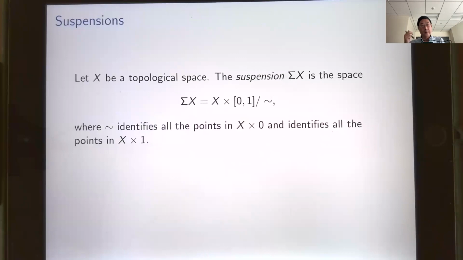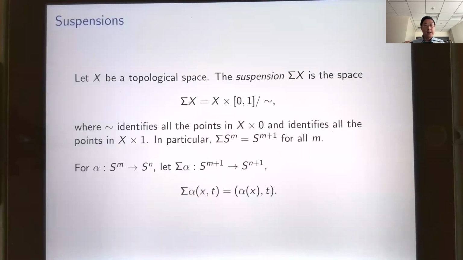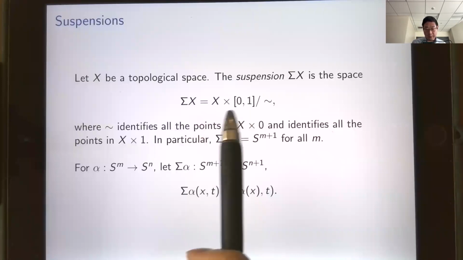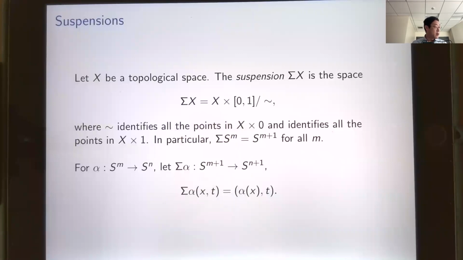If you have a topological space, the suspension is the double cone over that space. We can write it as X cross an interval, modulo an equivalence relation where we identify all the points in X cross zero and we identify all the points in X cross one. In particular, the suspension of the m sphere is the m plus one sphere. And we can apply this same construction to a map. If we have a map alpha from Sm to Sn, then the suspension of that map is the map from Sm plus one to Sn plus one that sends the point x comma t in this product structure to alpha of x comma t.